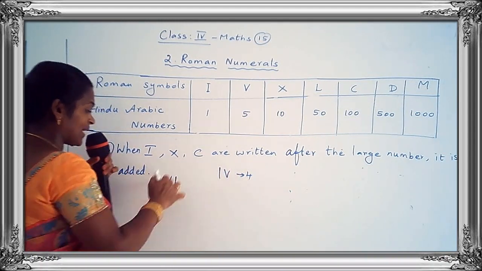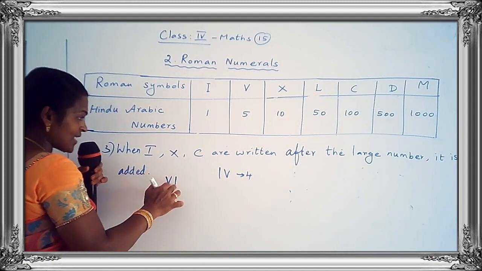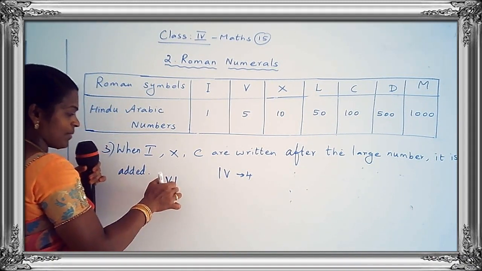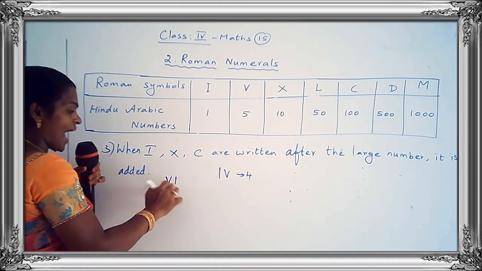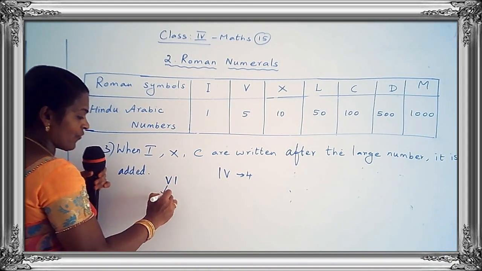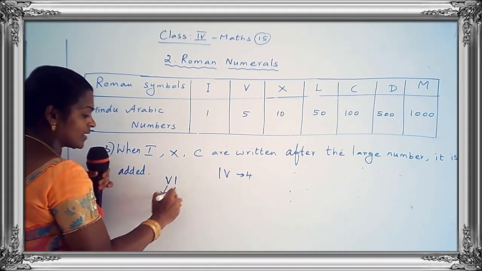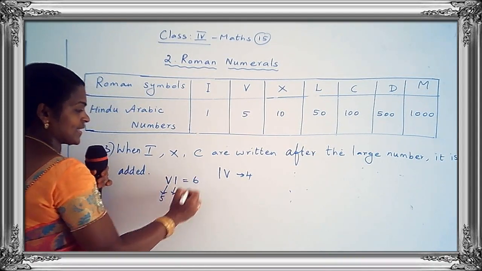Okay children, but here it is VI. Here I is written after the large number, so it is to be added. V stands for 5, I stands for 1, so that's why it is to be added. 5 plus 1 is equal to 6.